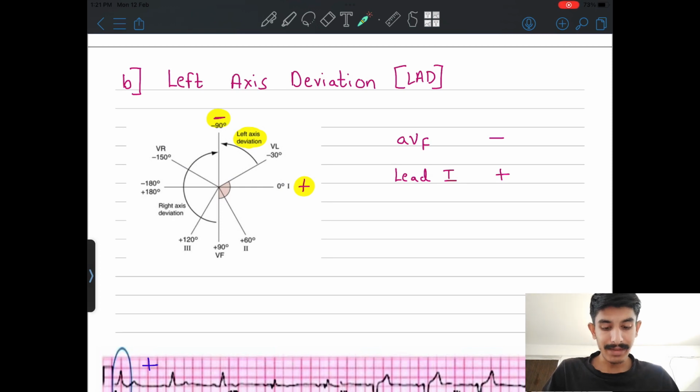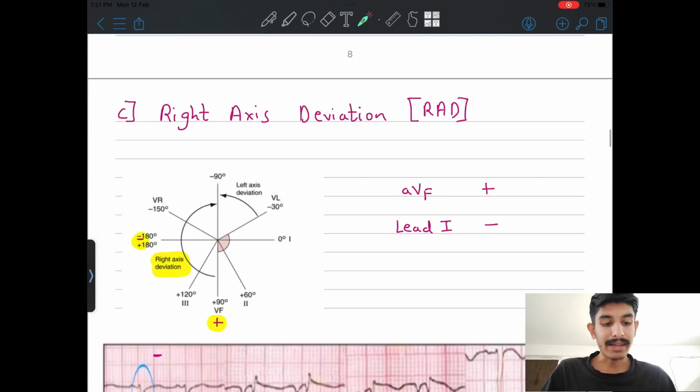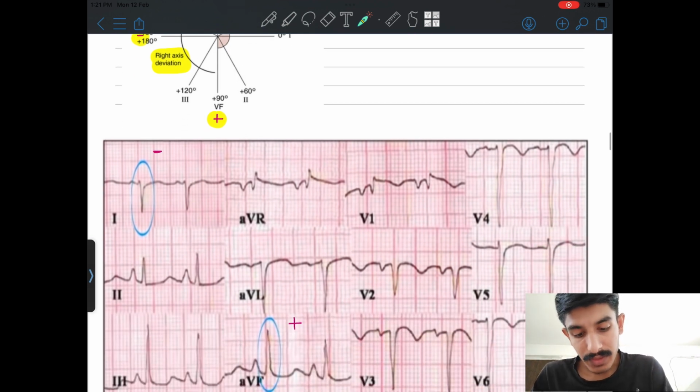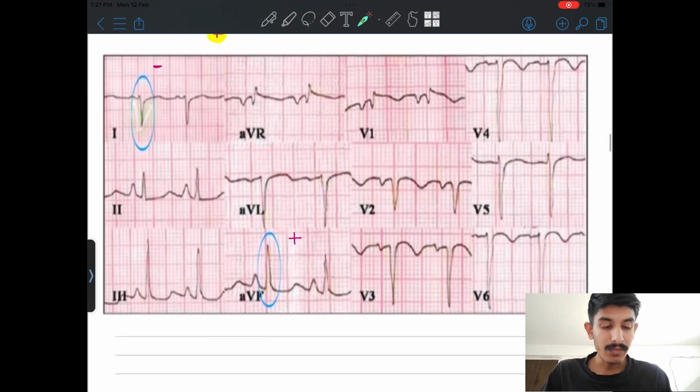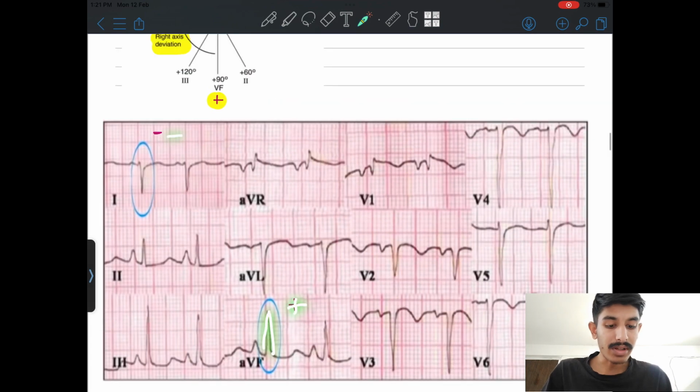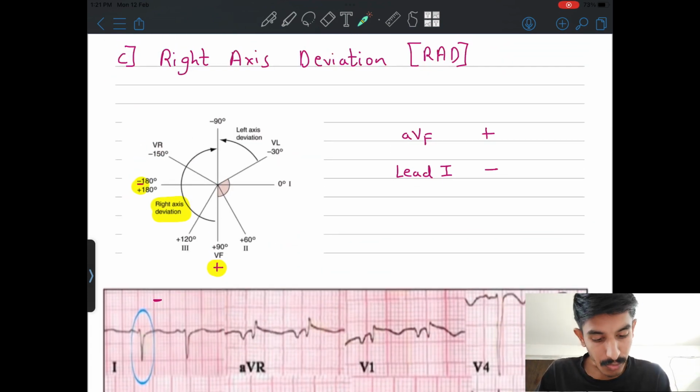Move to the next axis, which is right axis deviation, okay. As we always do, we will look at the first lead. First lead is negative because it is downward. Then we will look at AVF, which is upward, meaning positive. So we write on the graph: our AVF is positive and our first lead is negative. So I will write negative here because this side is positive and this side is negative.